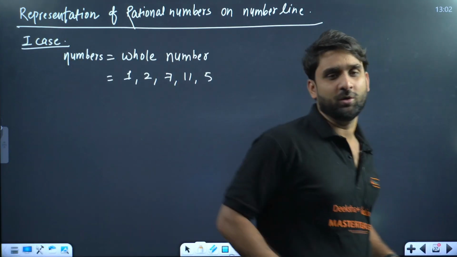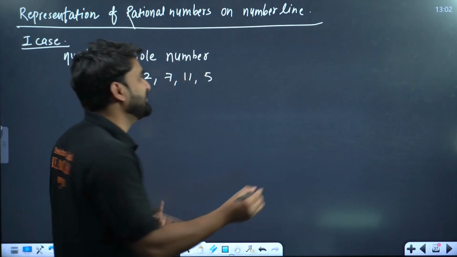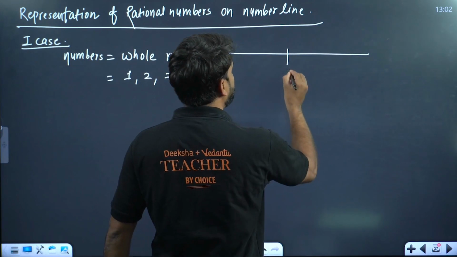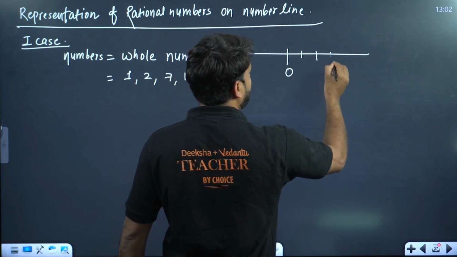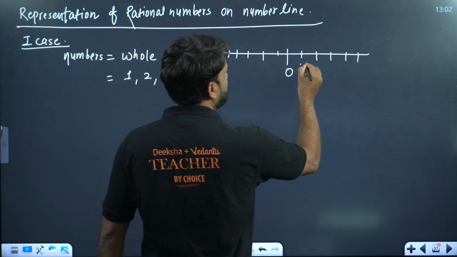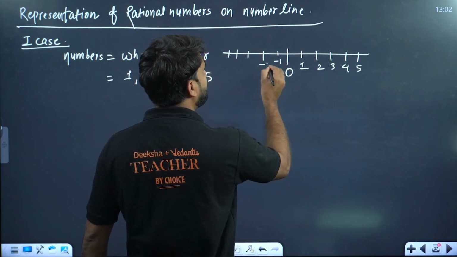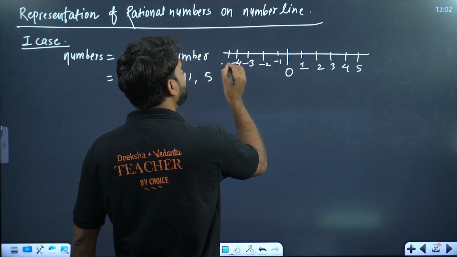Such numbers are called whole numbers. So if I ask you to represent whole numbers on a number line, this is very easy. Draw a number line. This will be 0, 1, 2, 3, 4, 5, minus 1, minus 2, minus 3, minus 4, minus 5. This is 1, 2, 3, 4, 5. This will be minus 1, minus 2, minus 3, minus 4, minus 5.